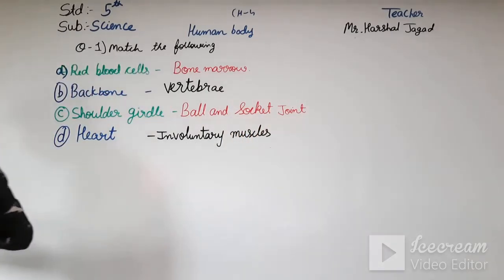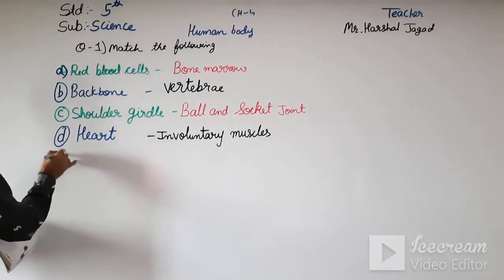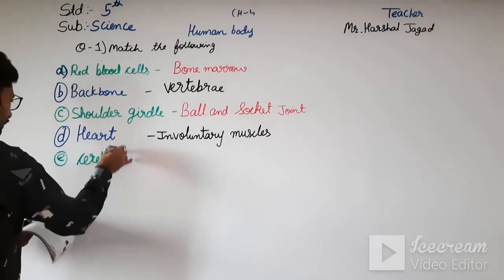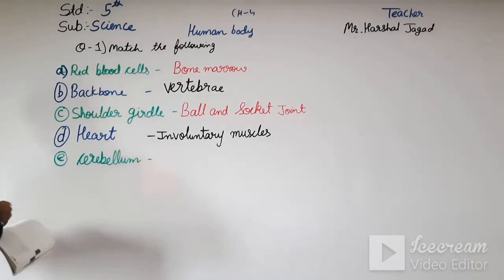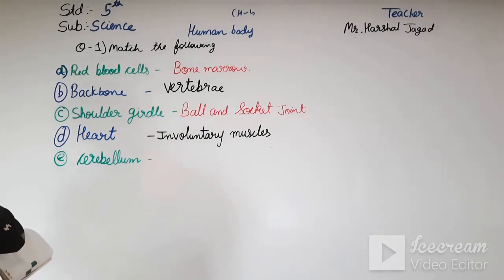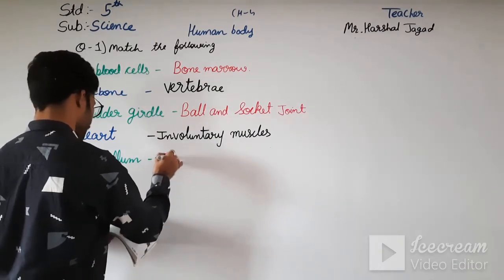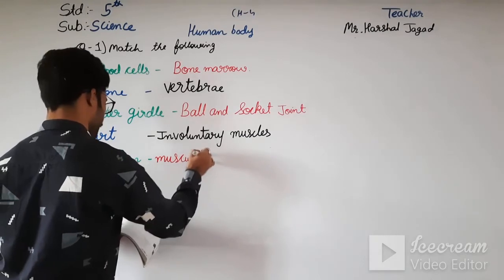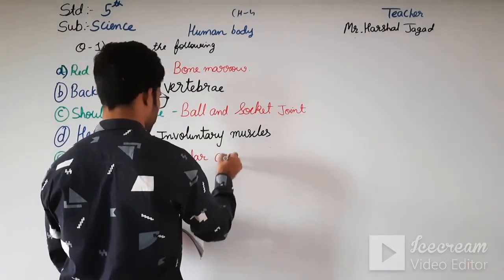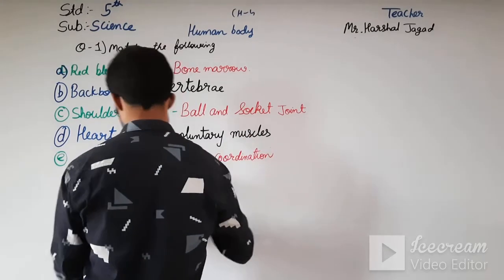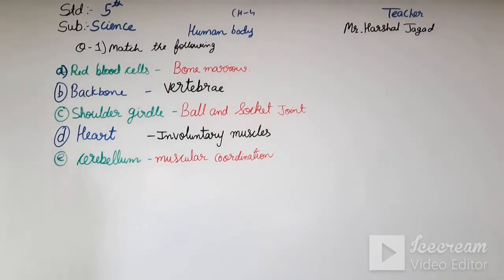And another one, that is E, in that cerebrum, it will be muscular coordination. Okay, students, muscular coordination. Now, please write down the answers of this and then we will move further.